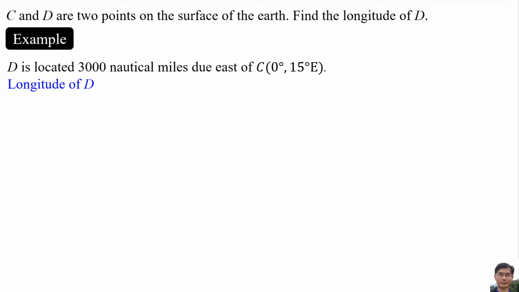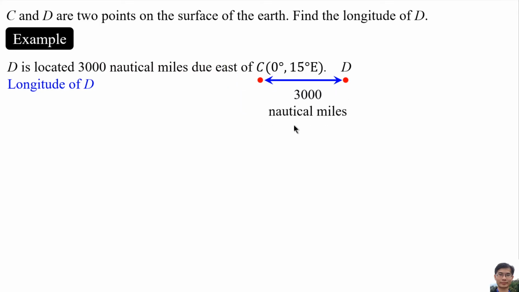C and D are 2 points on the surface of the Earth. Find the longitude of D. Example, D is located 3000 nautical miles due east of C. So this means the east of C is D. Let's say this is point C. So the east of C is point D. And the distance between C and D is 3000 nautical miles.